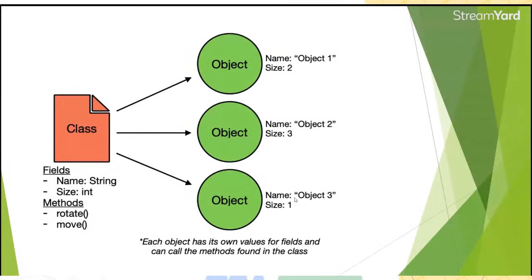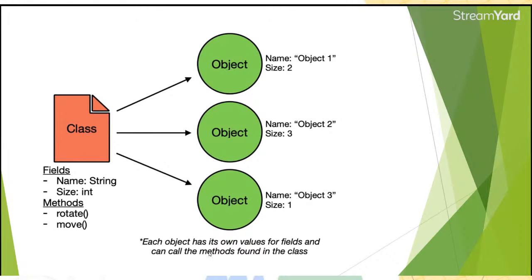So here is a diagram explaining what I'm trying to say. We have a class here. It's like a template of some kind, and we can create several different objects from that template. As you can see, the template has a name and a size. And each of these objects has a name and a size. For example, this one is object 1, and it's of size 2, object 2 of size 3, and object 3 of size 1.